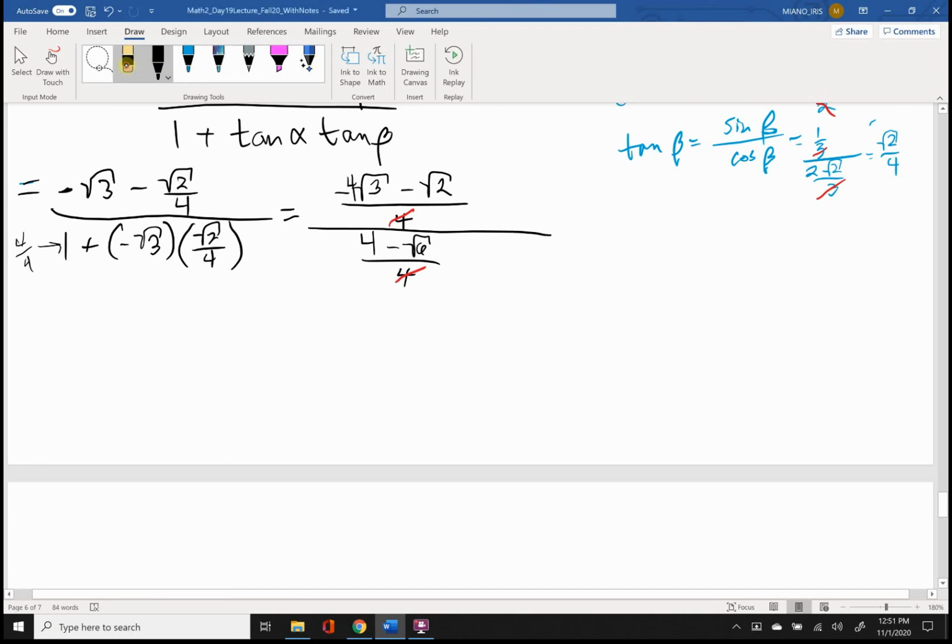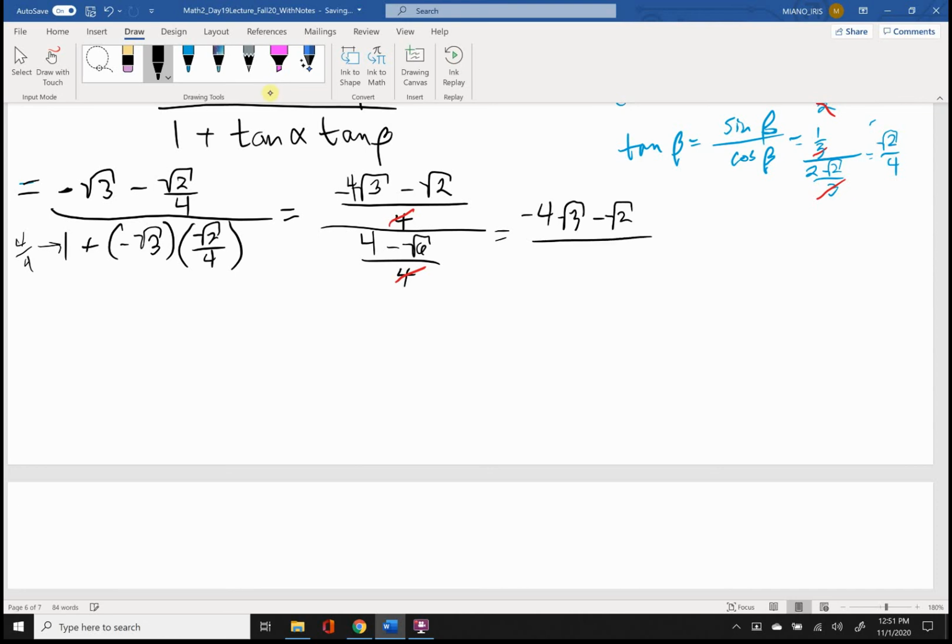Actually, I want to erase this and make it not so long because I need all the room I can get. Okay, so then here this becomes negative 4 root 3 minus root 2 over 4 minus root 6. What I mean by multiplying by the radical conjugate is multiplying by 4 plus root 6 over 4 plus root 6. And you're going to use the sum difference product rule in the denominator to go straight to 16 minus 6. And in the numerator, you're going to FOIL this out.